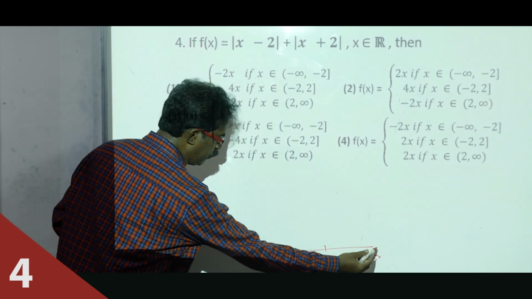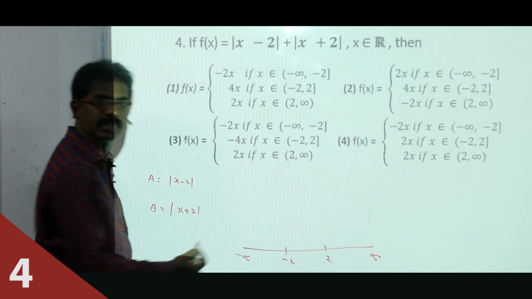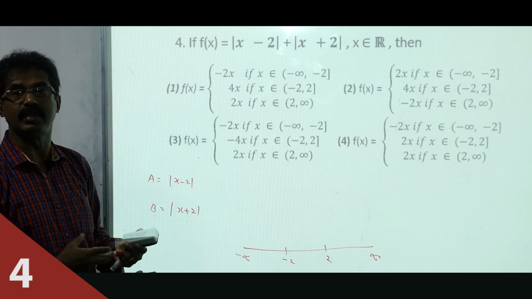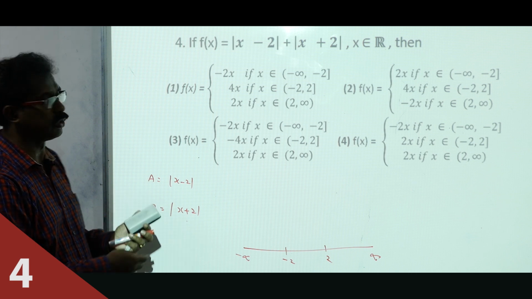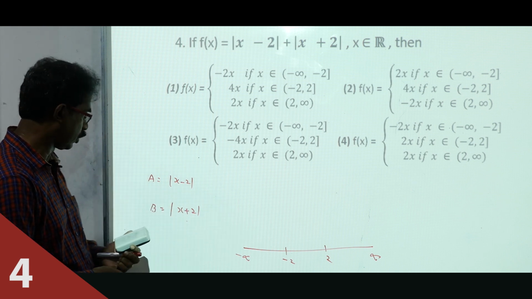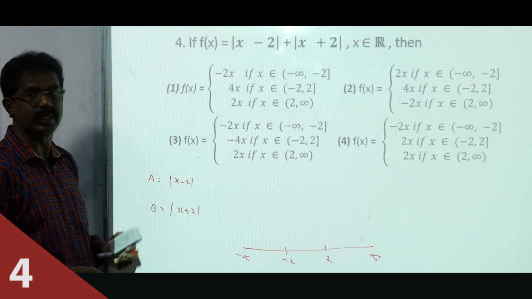On a number line, I am taking minus 2 and plus 2. Now in each interval we see whether A and B are positive or negative. You take the first value A.